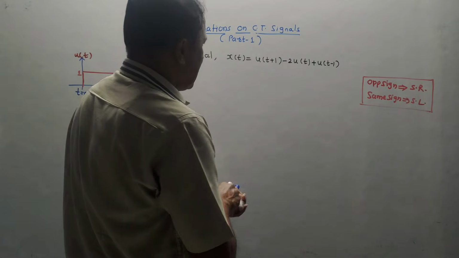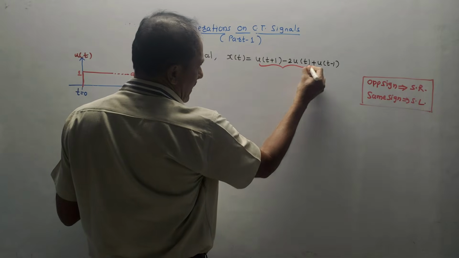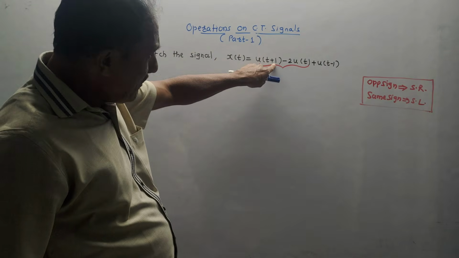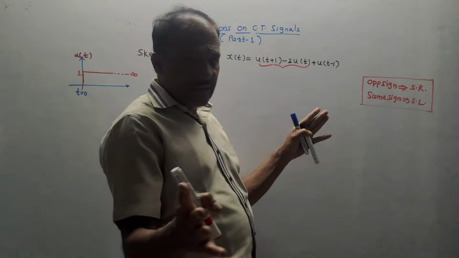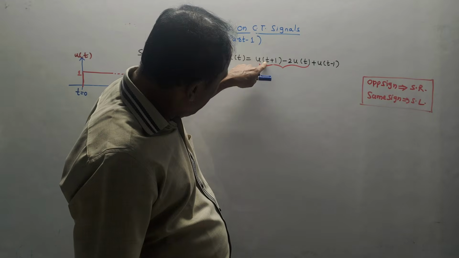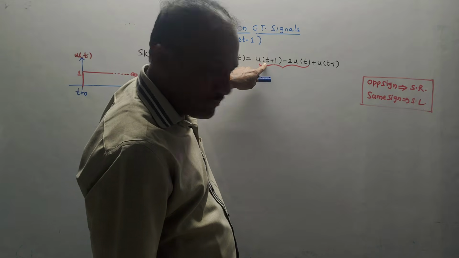Like the previous case, we'll have to consider two signals at a time. So I am talking about the first two signals. First signal, u of t plus 1. Same rules. So check the signs inside the bracket. It is plus because it is t plus 1. That means plus t plus 1.